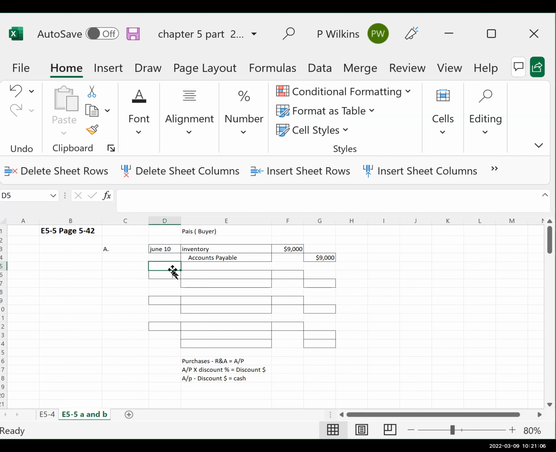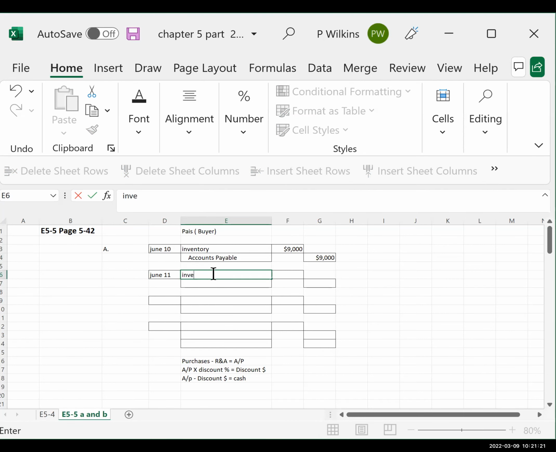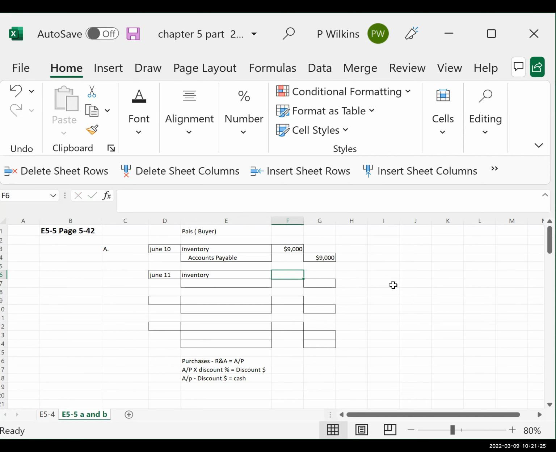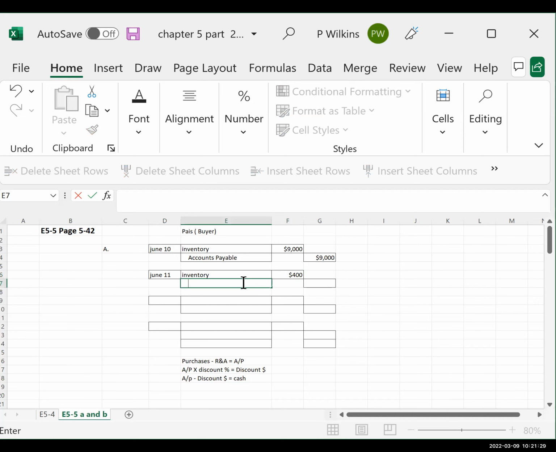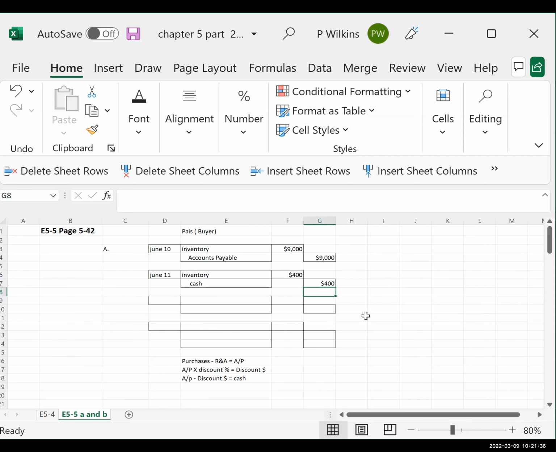Okay, June 10th. Now the next line in the paragraph says, Pius pays the freight cost of $400 on June 11th. We know that when we're the buyer, everything goes to inventory, right? So we're going to be debiting inventory for the cost of the freight, which is $400. And then we're going to be crediting cash because it says paid, and we're the ones paying, so our cash is going down.